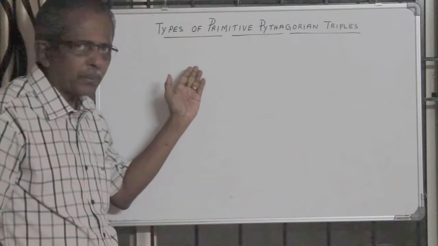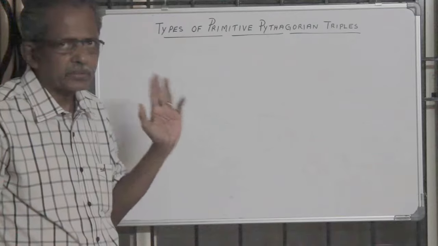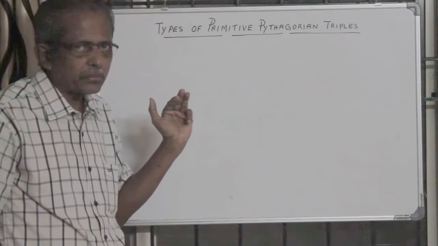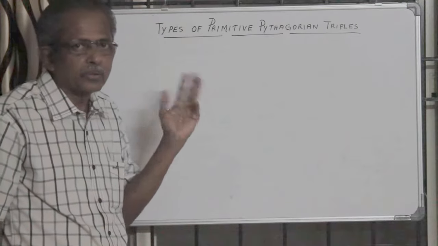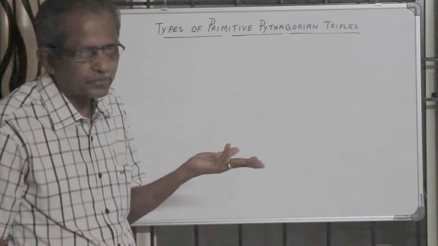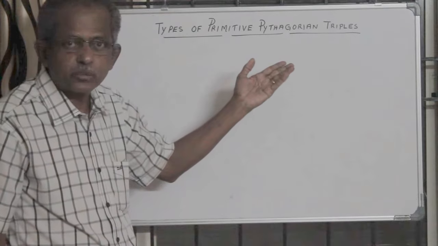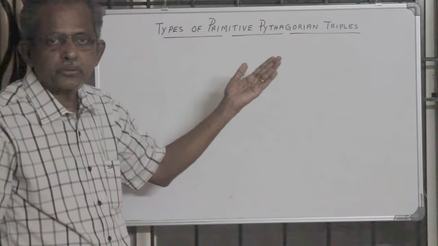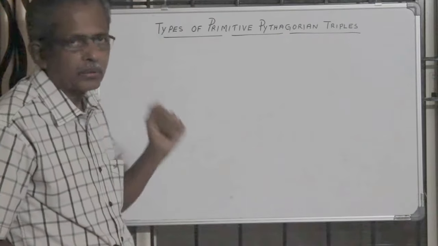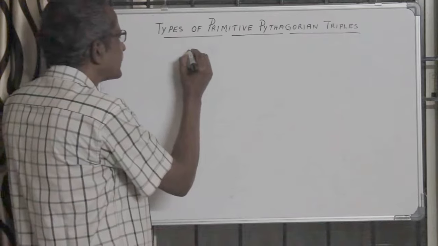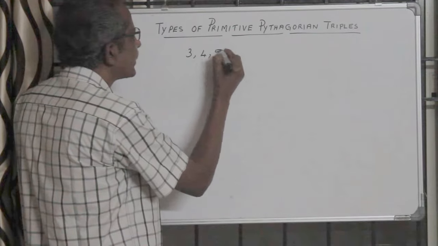A Pythagorean triple consists of three integers, and in a primitive Pythagorean triple, the three integers have no common factor other than 1. Here we are finding the difference between the hypotenuse and the other two sides. We can take one example for that. The first example is 3, 4 and 5.